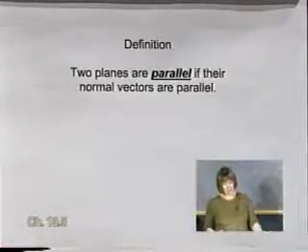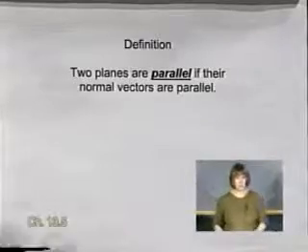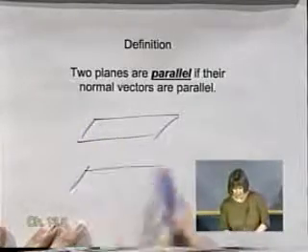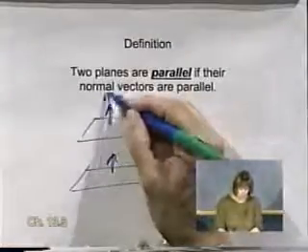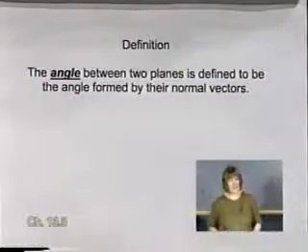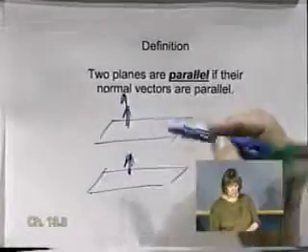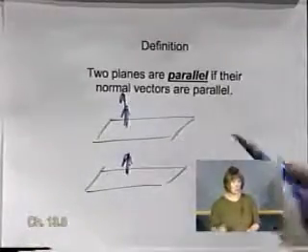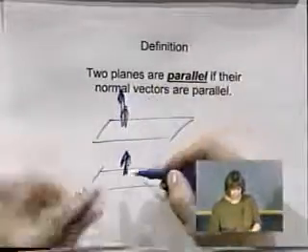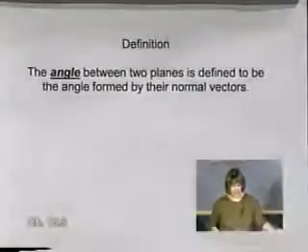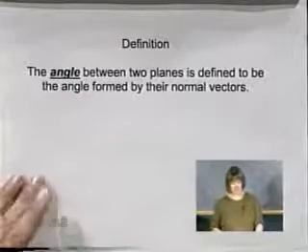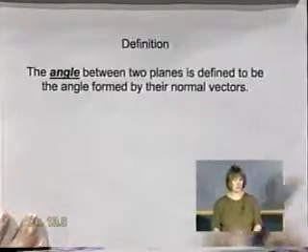2 planes are parallel if their normal vectors are parallel. We just said that. If you look at their perpendiculars, their normal vectors will be parallel in the same direction. Nice thing to know. How am I going to figure out the angle between 2 vectors? Well, notice when your normal vectors are parallel, what's the angle between them? 0, right? This is going this way, that's going that way. If you slide him up here, there's 0 degrees between them. We're going to define the angle between 2 planes as the angle formed by their normal vectors.